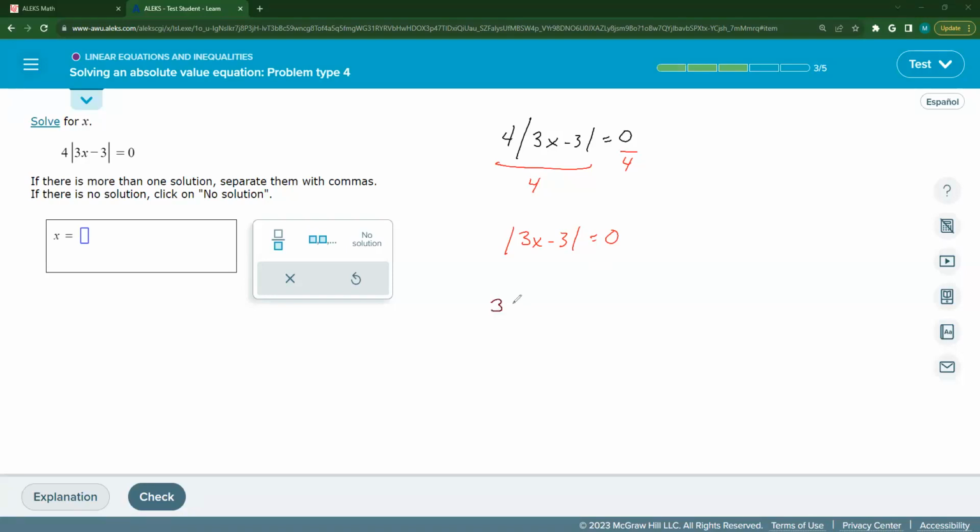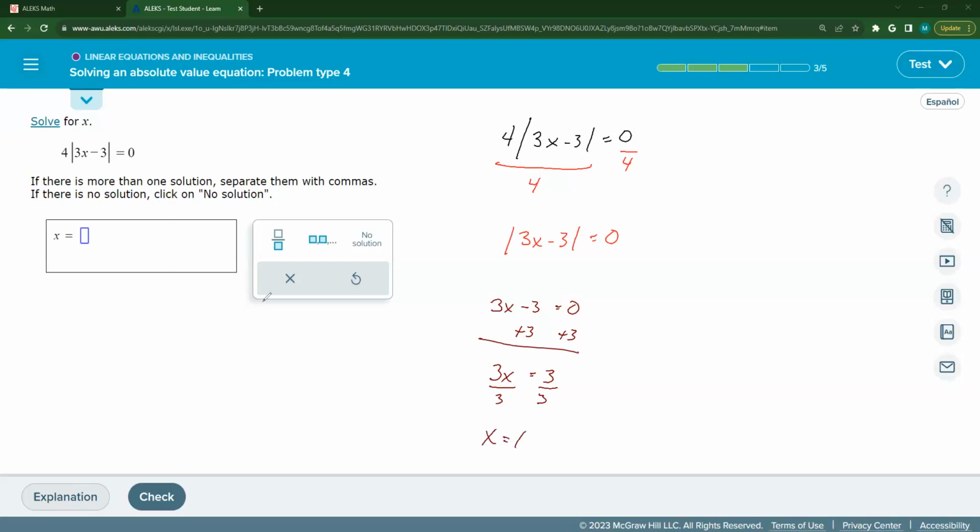So we have 3x minus 3 equals 0. So we're going to add 3 to both sides. And 3x equals 3. Divide by 3. And I have x equals 1.